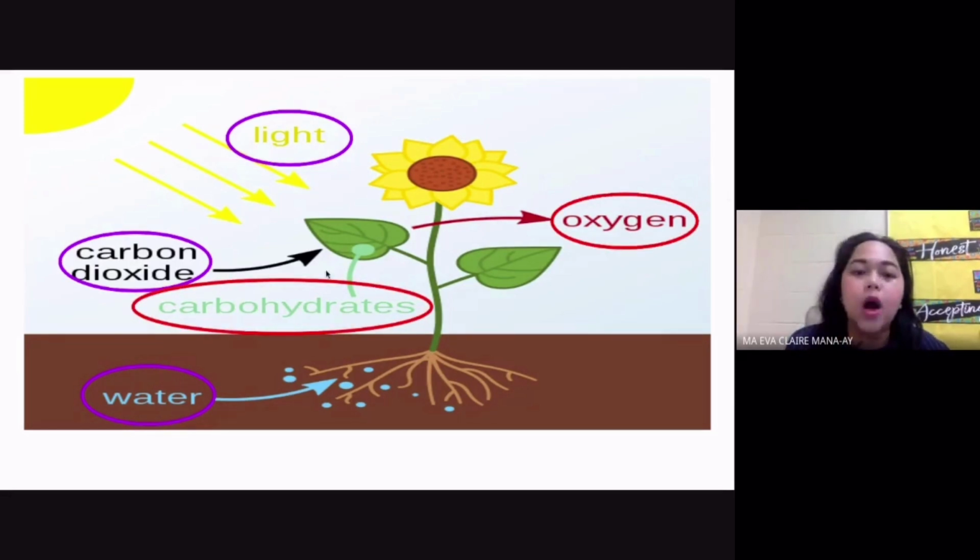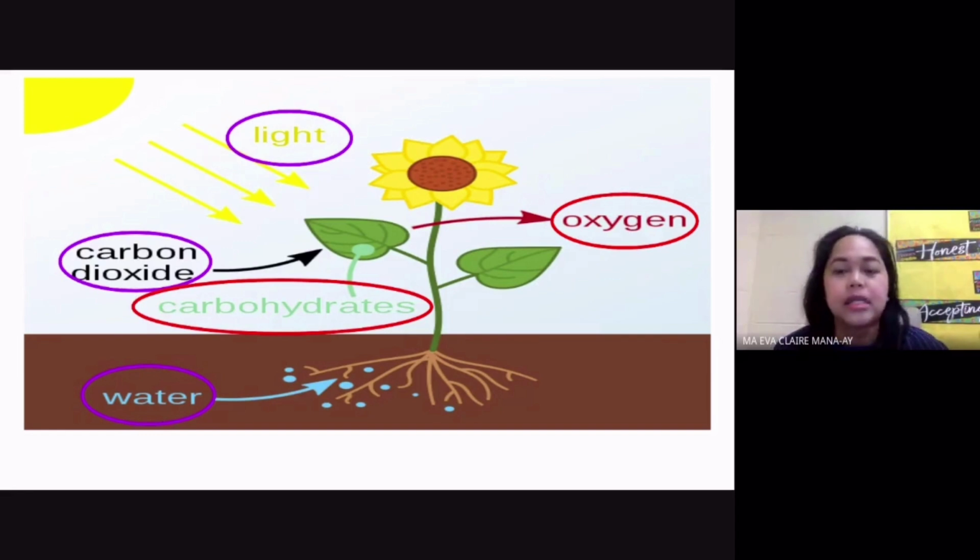Now, carbohydrates here is often considered as the main product. This is the major product of photosynthesis because, of course, this is the food that is produced by your plants through photosynthesis. And of course, you also have oxygen. Oxygen is termed a byproduct, that's B-Y product, byproduct. That means it is a waste product.